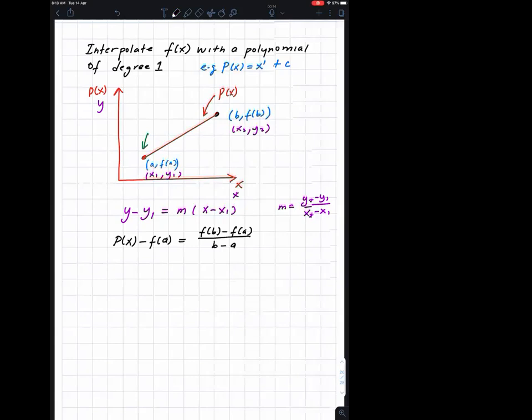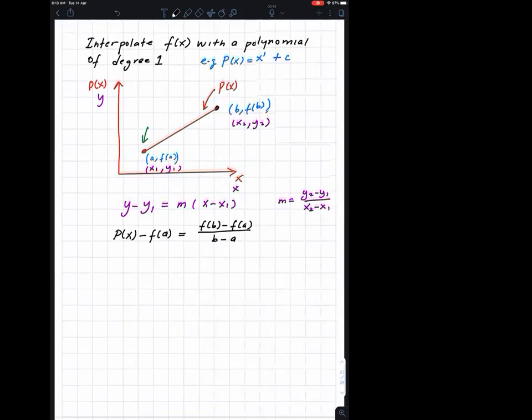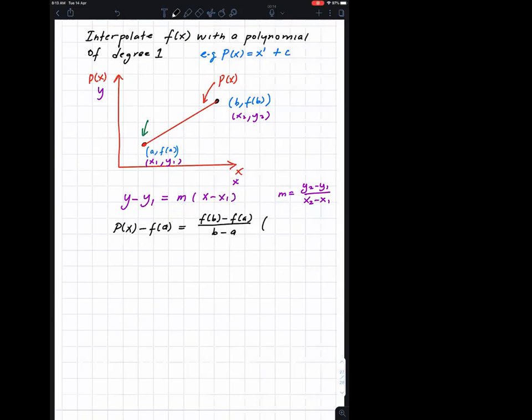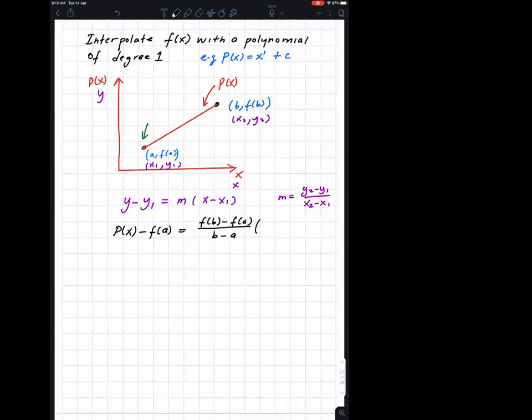Then multiply by what? Looks like no answer coming, so let me do it. Multiply by x minus A. Thank you.